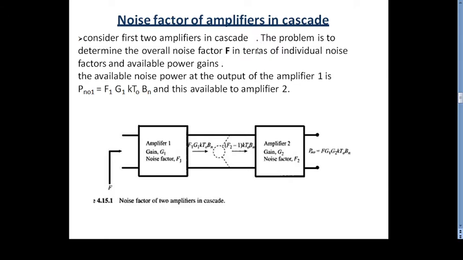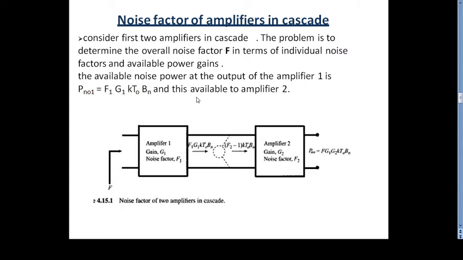Consider two amplifiers in cascade, as shown in the figure. The problem is to determine the overall noise factor in terms of the individual noise factors and available power gains. So the available noise power at the output of amplifier 1 is given by F1 G1 K T0 Bn, where F1 is the noise factor of the first amplifier and G1 is the gain of the first amplifier.